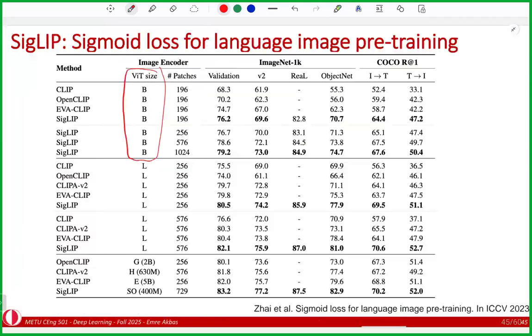What is this view? Which one? So, ViT size. What does it exactly mean? This ViT size is the number of parameters in the ViT. B is for base, L is for large, H is for huge.